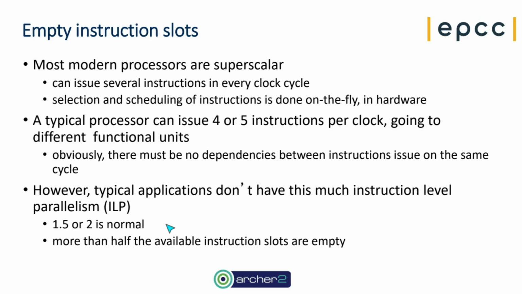So what that means is that, although the processor is capable of issuing maybe 4, 5, 6 instructions per clock cycle, in practice a single application can't use them all because there are too many dependencies between the instructions. There are too many ordering constraints.